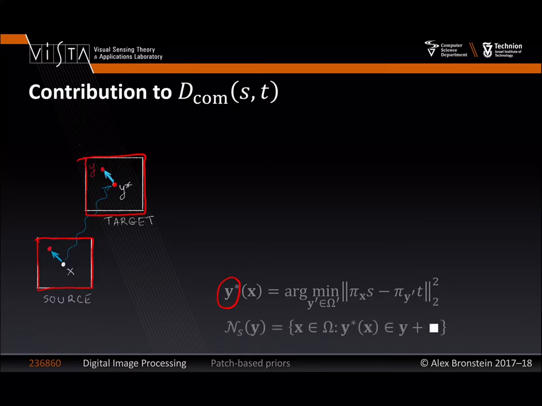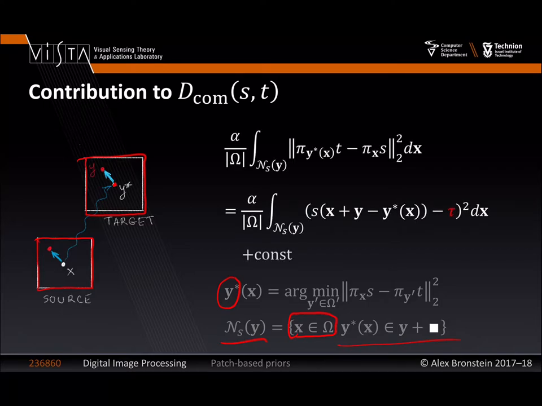So I will define another set of points, N_S of y. These will be now points x in omega, such that their nearest neighbor's patch in the target domain contain the point y. And this is what is written here. So the contribution to the completeness distance will be, again, this. Again, here I have dependence on tau.